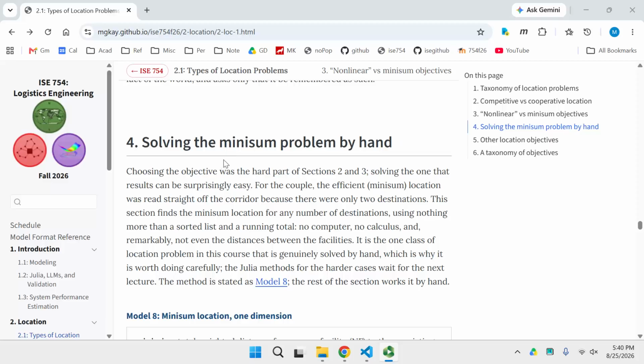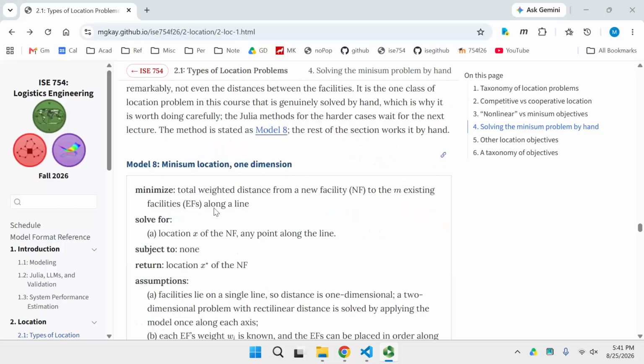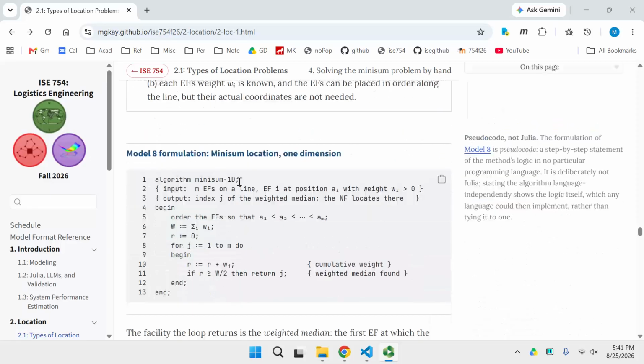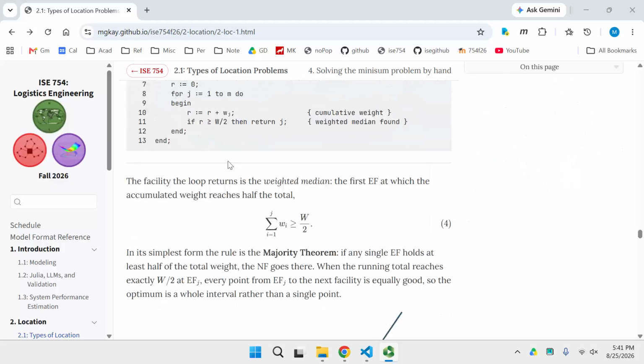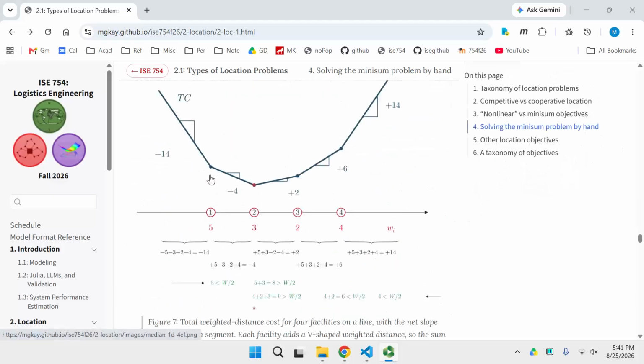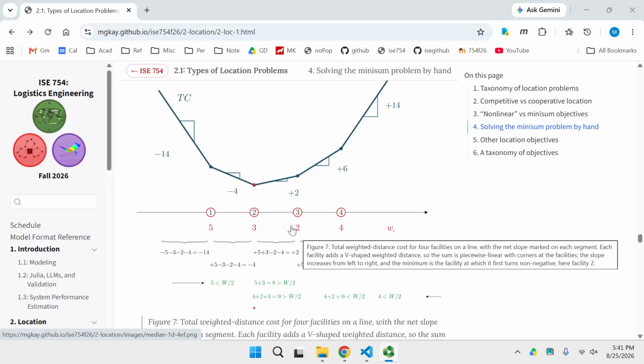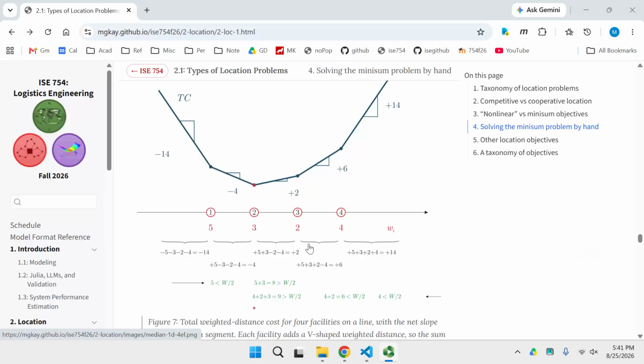And then the last part of the lecture talks about how you actually solve these minisum problems by hand. Again, we can model it here. This is the actual procedure. And then if you read through the notes, you can see that solving it by hand is essentially adding up all the weights and then finding the median location. And the median location is the point at which the cumulative sum of the weights equals or exceeds half of the total weight.